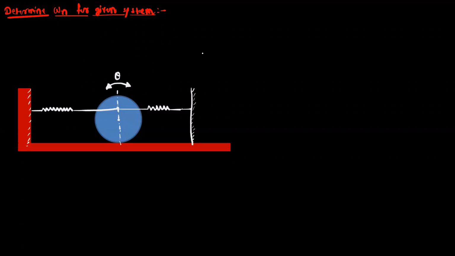So this is lecture number 9 of the dynamics of machinery. During the last lecture, we have seen a few examples on the rolling vibration.